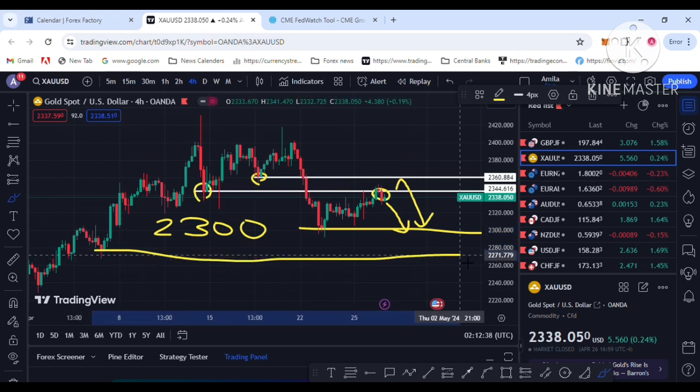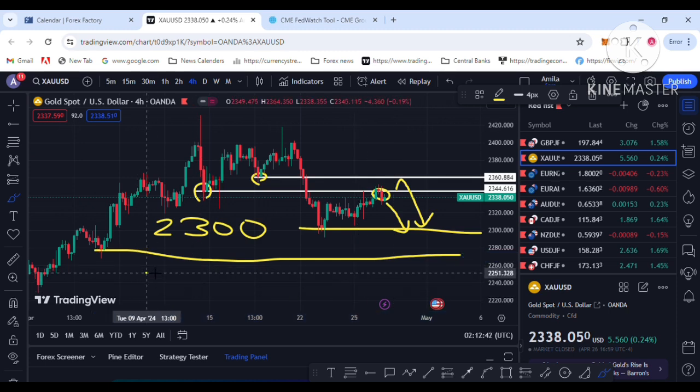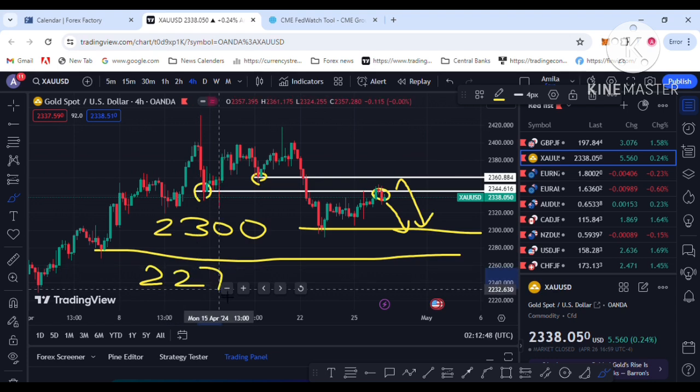Now I am telling you the other side. That's the next level target, 2300 plus the 2275 target, the next level target with the economic data, the FOMC.